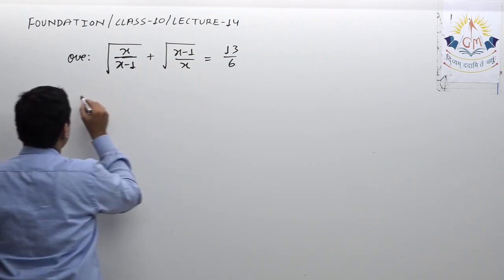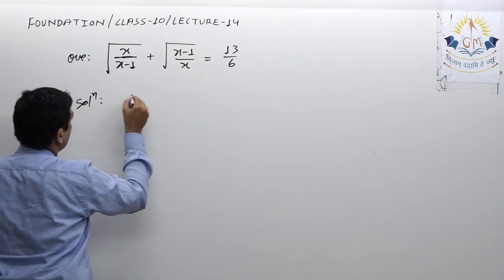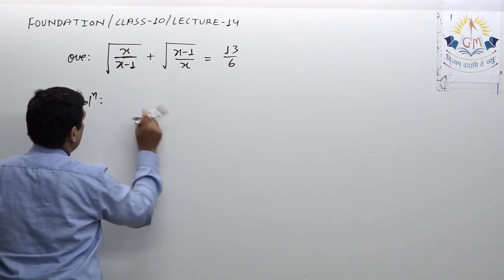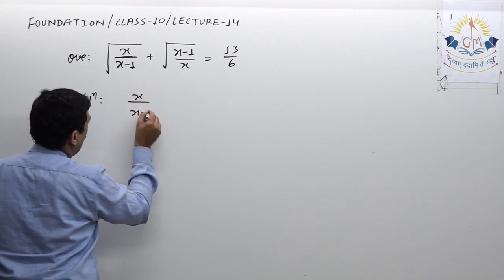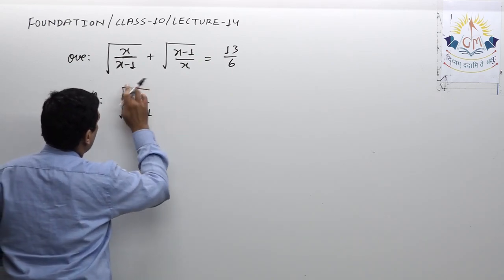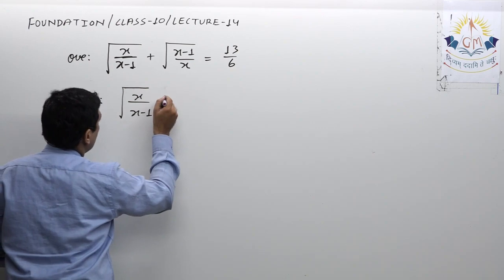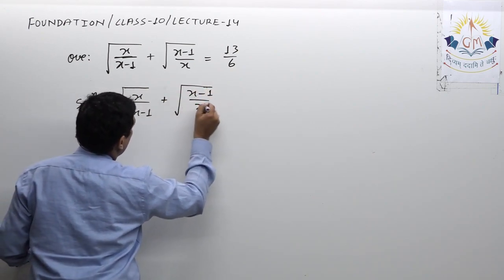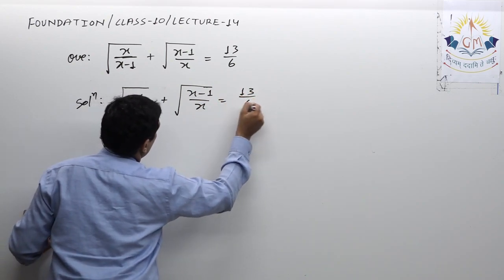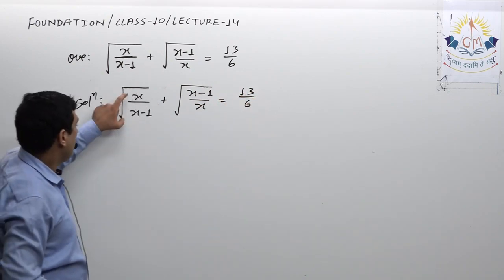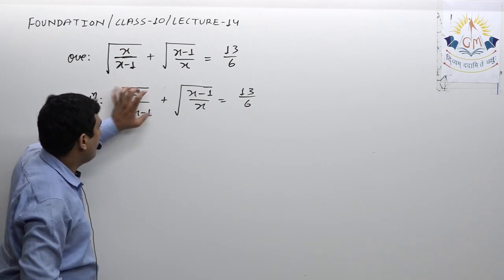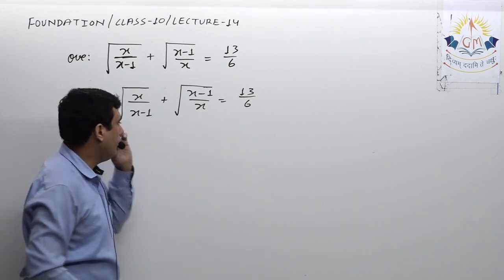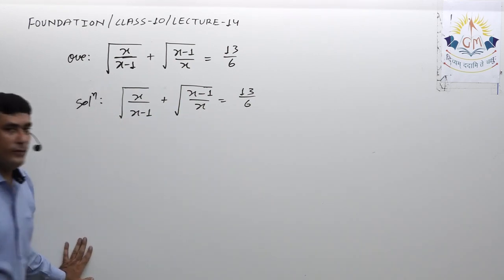So let us start its solution. Root over x upon x minus 1 plus root over x minus 1 upon x is equal to 13 by 6. Okay, as I gave you a hint that one term will be considered as y, so another will be 1 upon y. So think for a while how you will proceed further, then I will give you its solution.